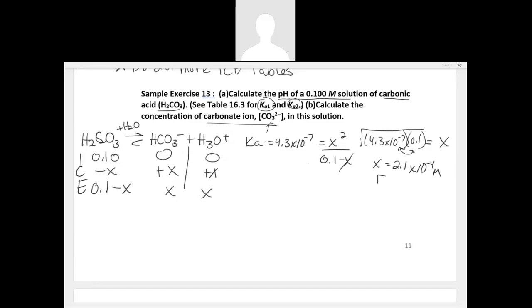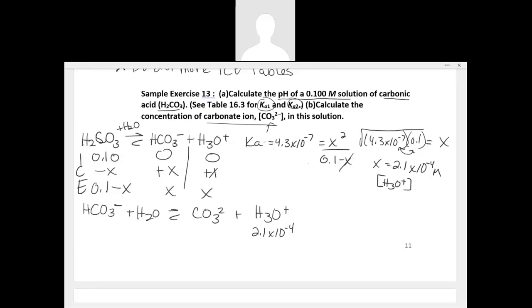And we know that this is our hydronium ion concentration. So we can take that value and set up a second dissociation here. So now we have HCO3 negative plus water, and now we get our carbonate ion plus hydronium again. So now we can plug in. We know that we're going to have 2.1 times 10 to the negative 4 here to start.